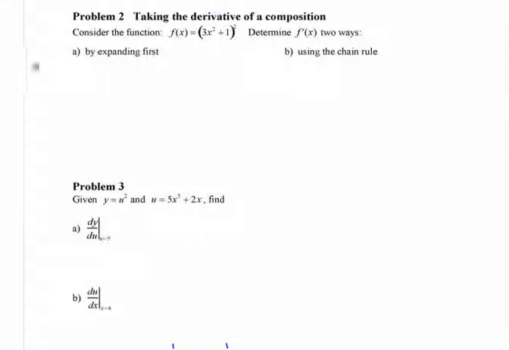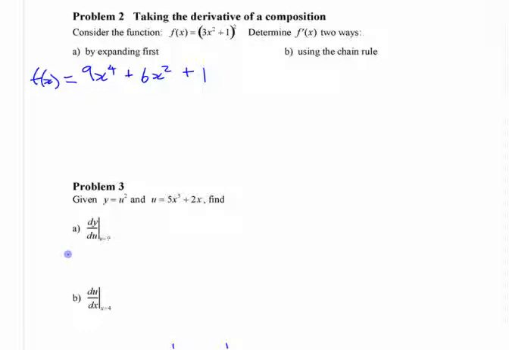Look at a couple of these. I'm pretty sure you were able to do this if you expanded it out. If you expand this out, you get 9x to the fourth, right? This is what f of x is. 9x to the fourth plus 12x squared plus 1, right? Well, it's 6. Yeah, it's 6. You're right.